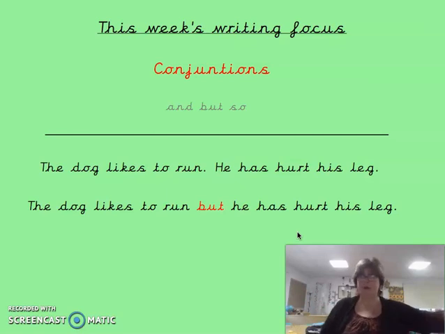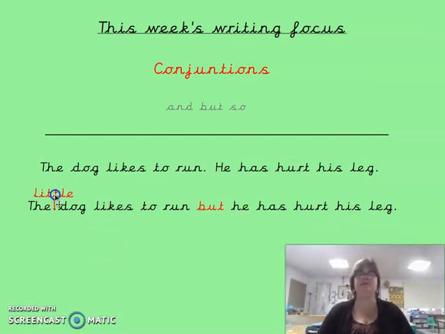I'm trying to tell people he would be running, but he can't run today because he's hurt his leg. So the dog likes to run, but he has hurt his leg. So in this sentence, we know that the dog likes to run, but he's hurt his leg. Can we put an adjective in there to make it more interesting? Let's have a look. Let's pop in: the little dog likes to run, but he has hurt his leg.